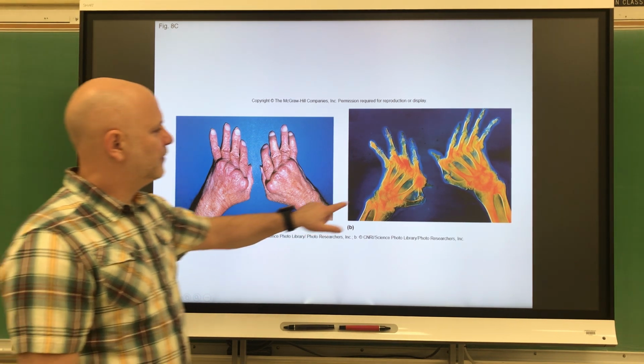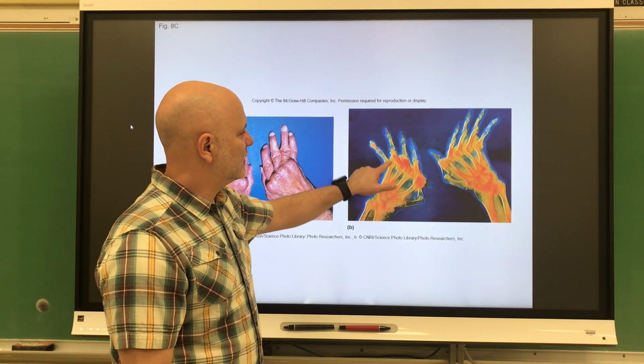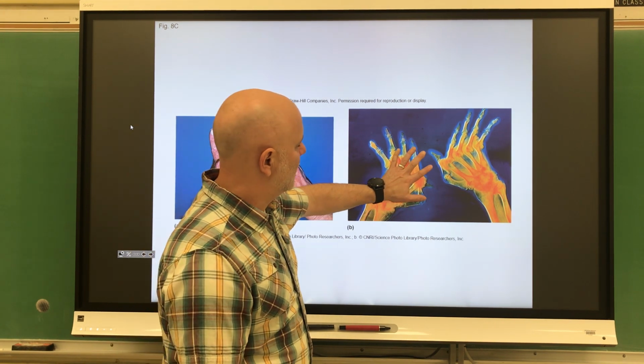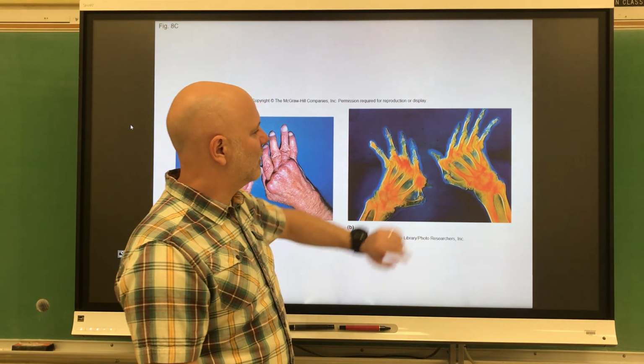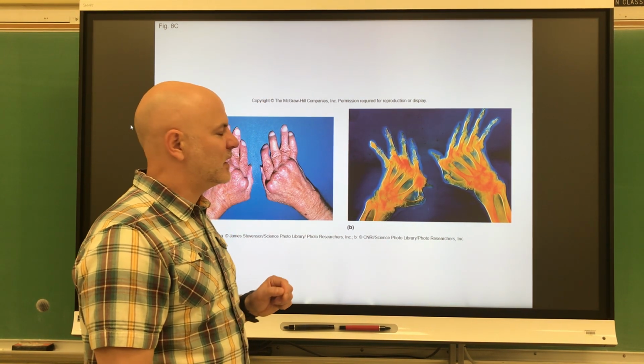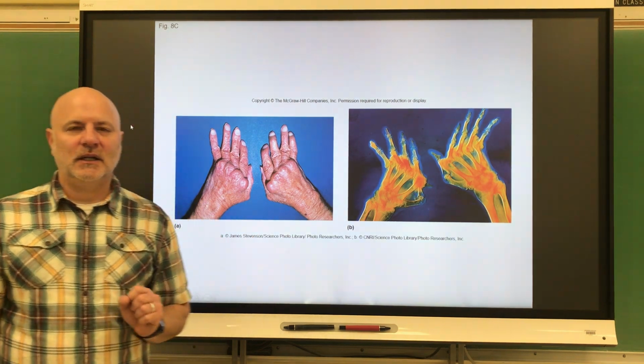You can see here, these are the metacarpals, these are the phalanges. Those are supposed to be going straight, not at that angle that you see. So you can see, I mean, that pinky is way off of that joint. This poor lady is in a lot of pain here.